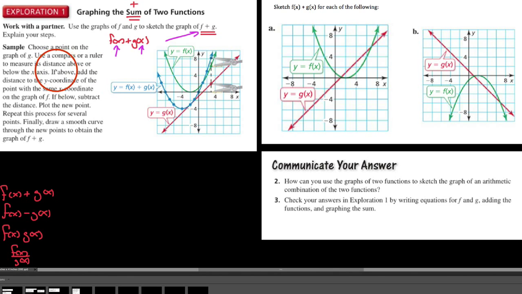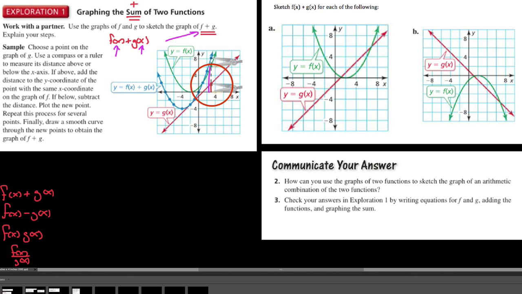Now, it says here, if above, add that distance to the y coordinate of the point with the same x coordinate on the graph of f. That's a long way of saying to take this distance here and add it to the y distance on our graph of f, which is this distance here I kind of drew off to the side. So in other words, at this particular x value, let's take the y value, or the distance it is above the x-axis here, and add it to the distance that the other graph is above the x-axis there, those two y values, add those together, and you would get some.